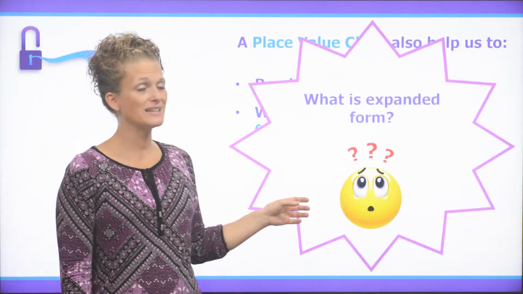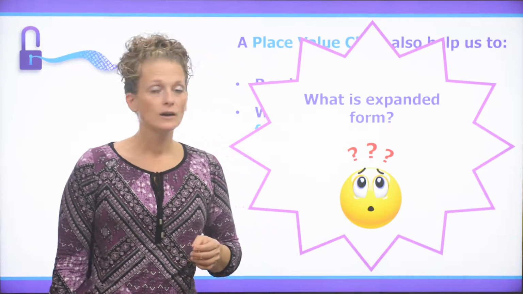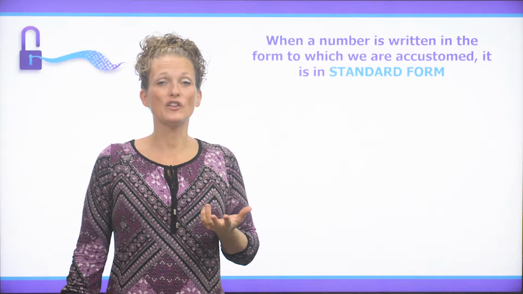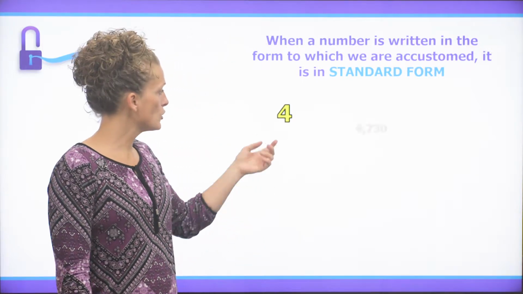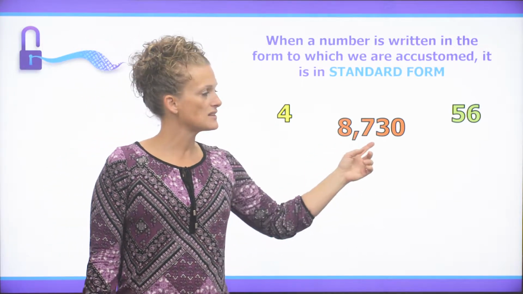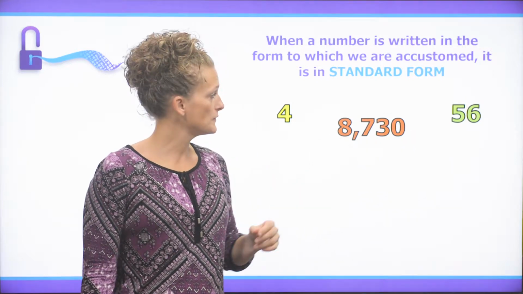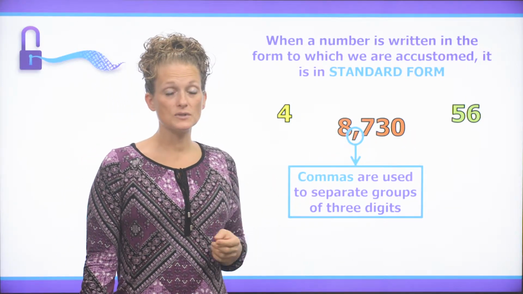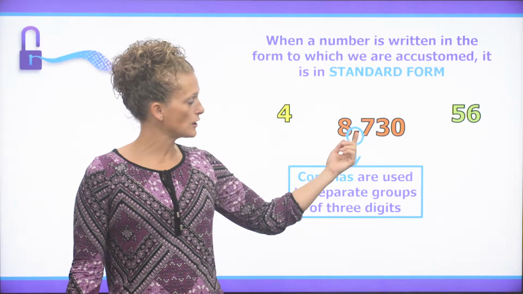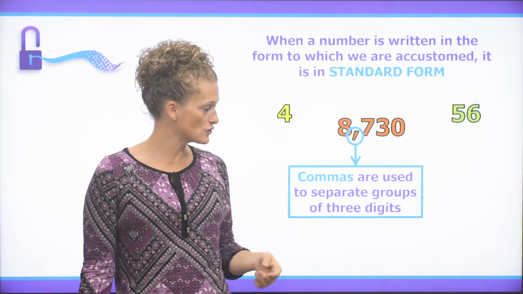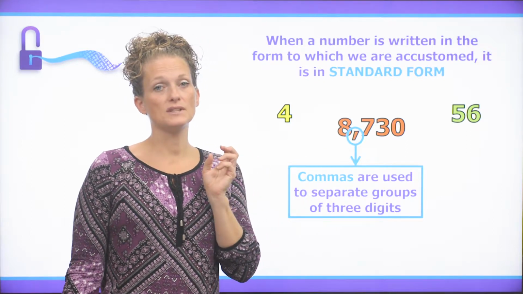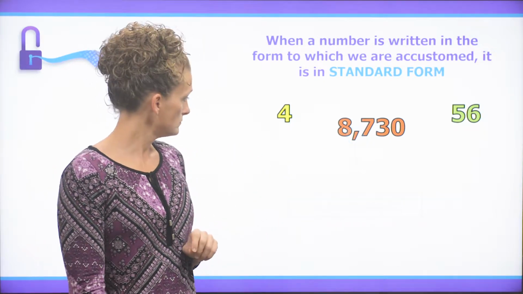Now you're thinking, what is expanded form? Well, if you think about the numbers, when it's written in the way that we normally see it, we call that standard form. So numbers like 4,856, 8,730, 56. And notice the commas, you will see those often in numbers that are bigger than hundreds once you get into the thousands. Commas are used to separate the digits in groups of 3.